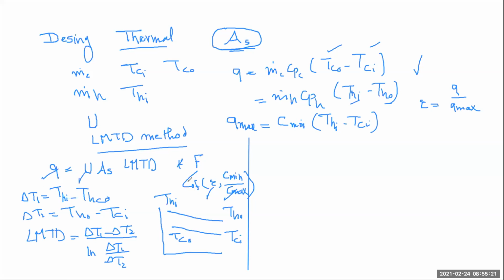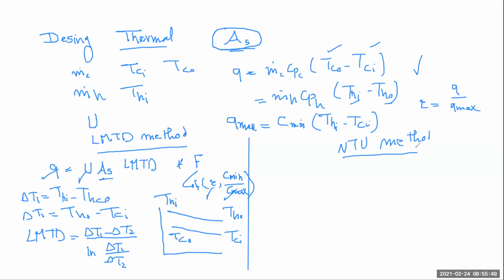I get the F from charts or table, or for double pipe heat exchanger it is equal to 1. So the only unknown here becomes the surface area. And this is typically what we do. Or there's another method, a modified method that you have taken in heat transfer, that we refer to as the number of transfer unit method. It is like a shortcut of that LMTD method.